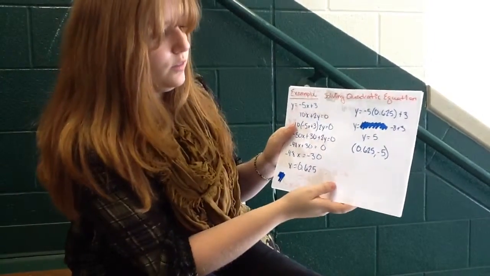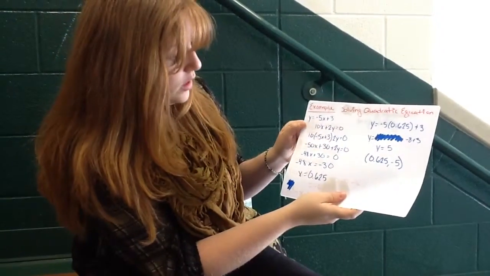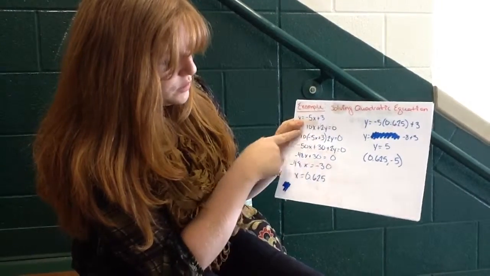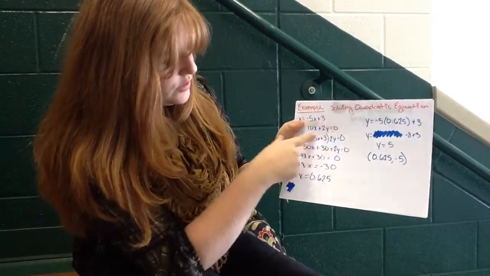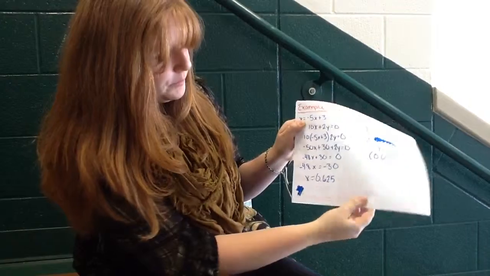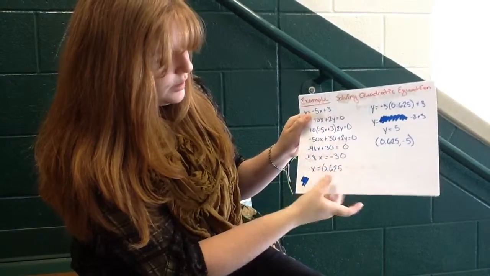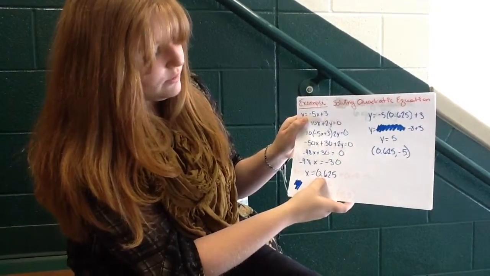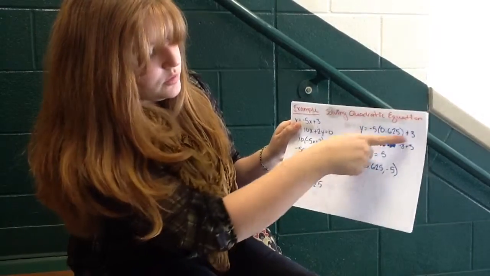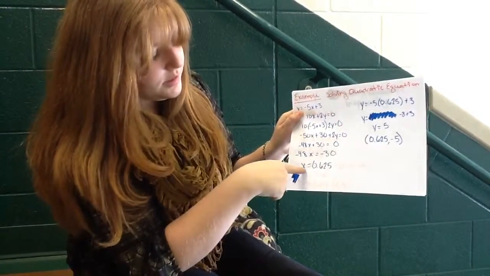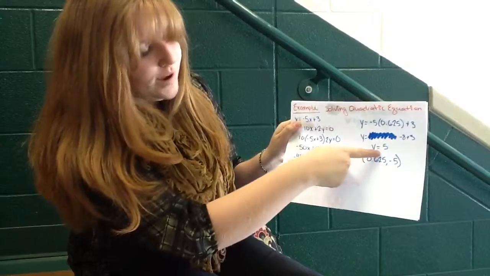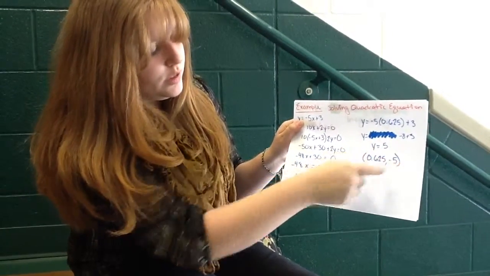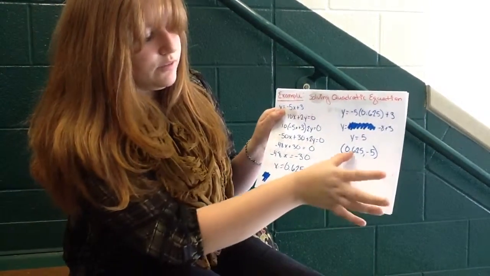First is solving with a quadratic equation. What you have here is a negative 5x plus 3. And then you see you do all this math down here. And eventually you're going to get all the way down to 0.625. And then you do some more math, and your x is going to be 0.625, and your y is going to be 5. And then you put those in your little parentheses, and you'll have your x and y.